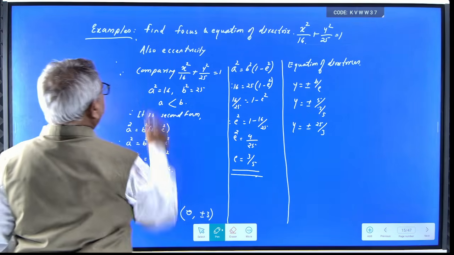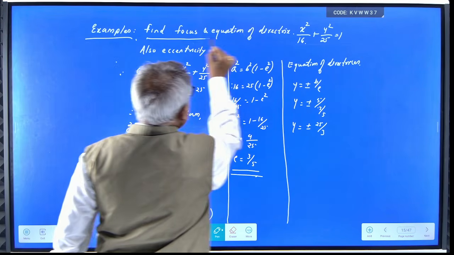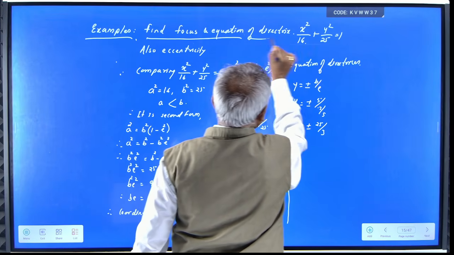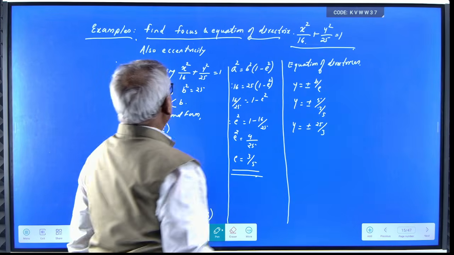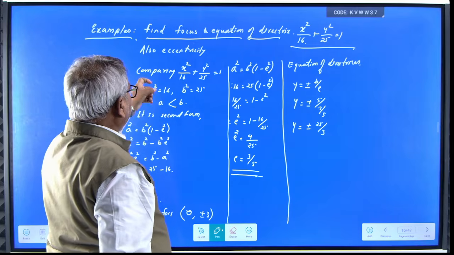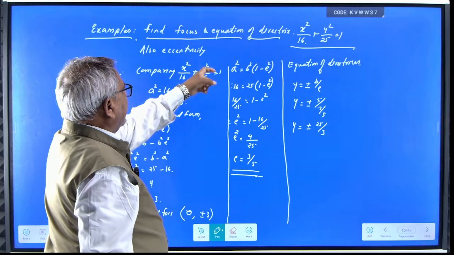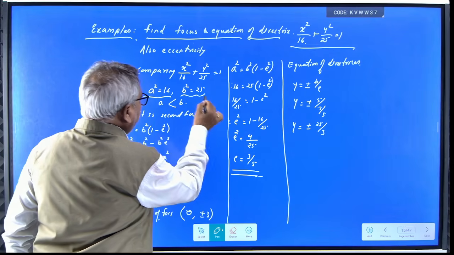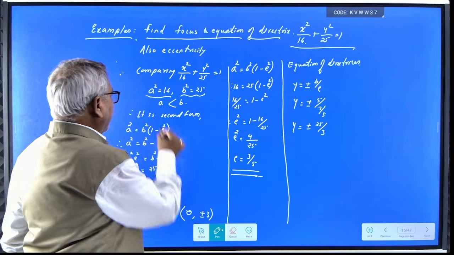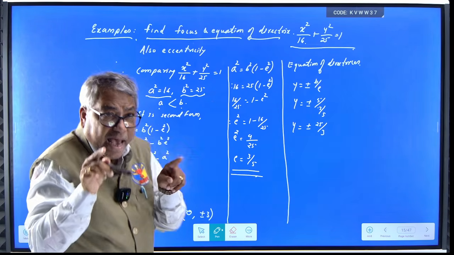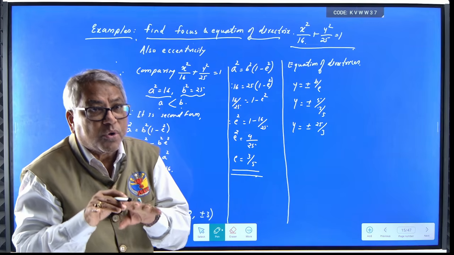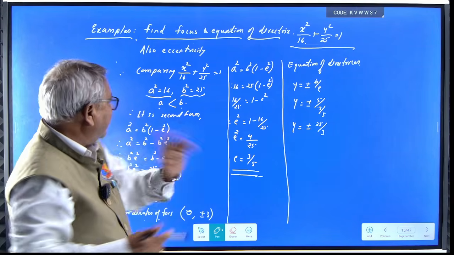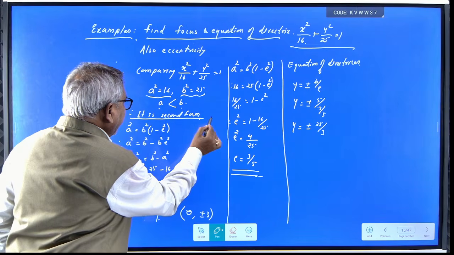Again, examples. Find the focus, the equation of directrix, and also the eccentricity of x square upon 16 plus y square upon 25 equal to 1. Comparing, a square equal to 16, b square equal to 25. Here a is less than b, so it is the vertical form. Therefore, it is the second form.